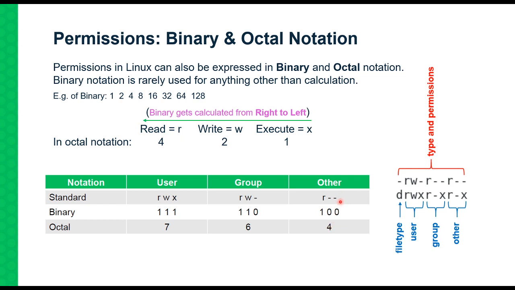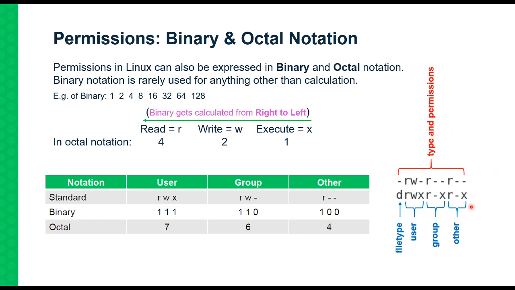So we calculate from the right hand side, and we can define any combination of these numbers. Let's say we wanted to have a write and execute permission. That would be a number 3. So we would use a number 3. You'll understand shortly why we do this calculation.